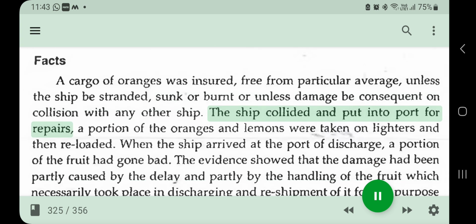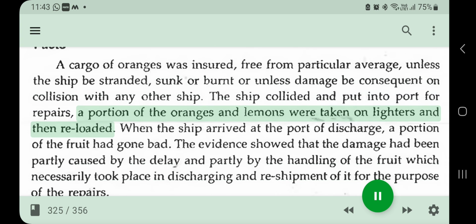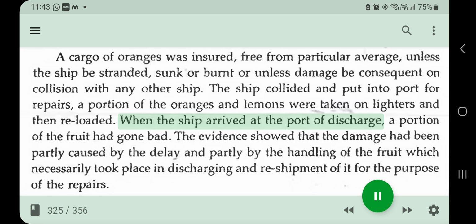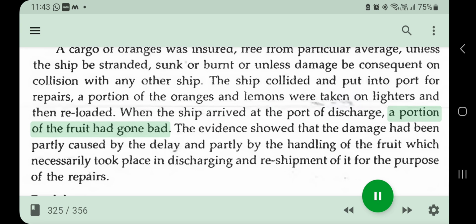The ship collided and put into port for repairs. A portion of the oranges and lemons were taken on lighters and then reloaded. When the ship arrived at the port of discharge, a portion of the fruit had gone bad.